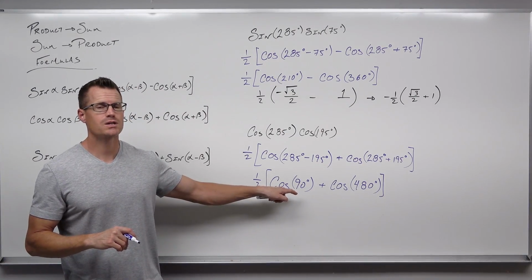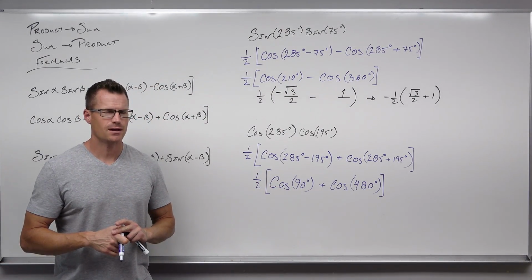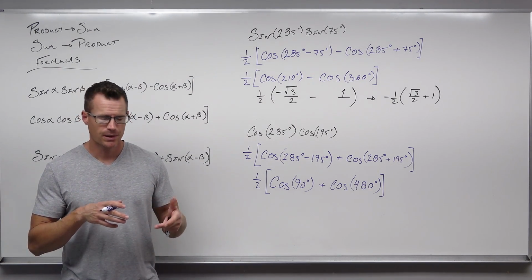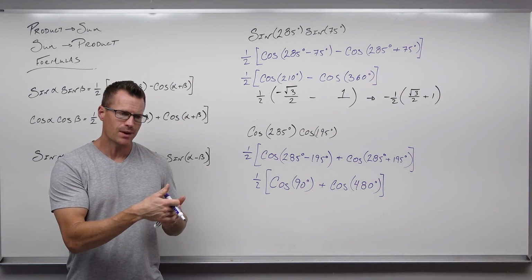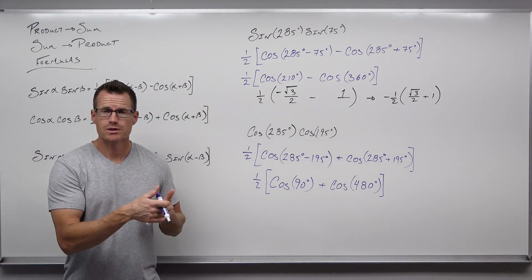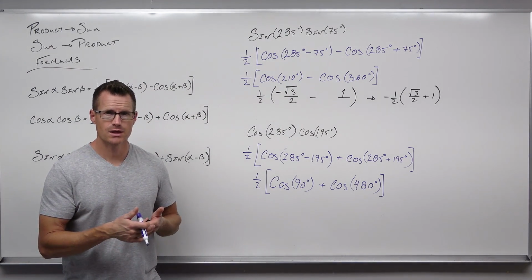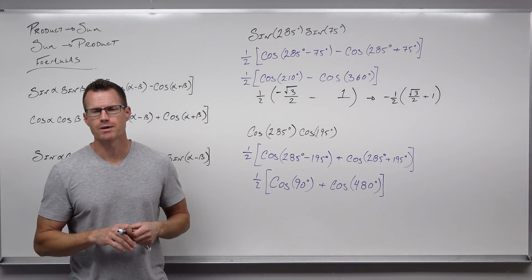Now that's great. Cosine of 90 degrees is on our unit circle. Cosine of 480 degrees, not so much. Remember, even though we're dealing with degrees, you can still subtract a period from any of these angles. If we had cosine of 5 pi over 2, we would subtract 2 pi. If we have cosine of 480 degrees, let's subtract a period, but do it in terms of the type of angle that you're measuring in.